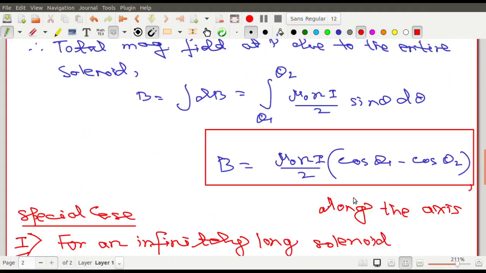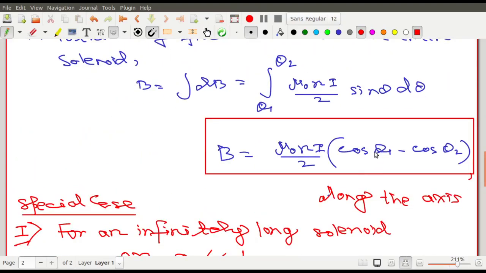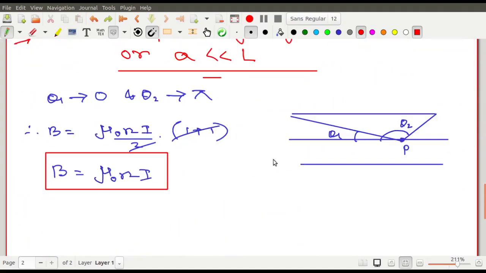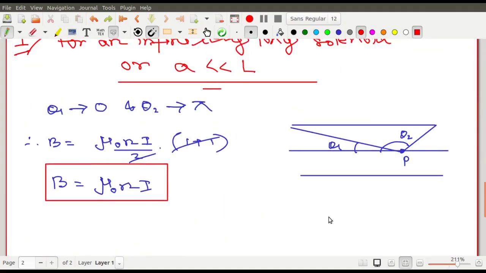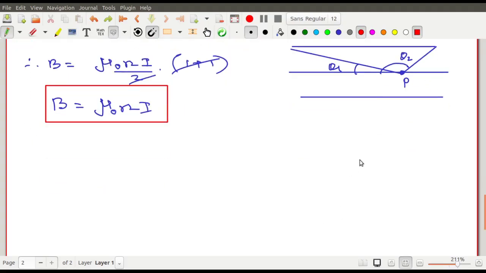This is for an infinitely long solenoid, because you know that cosine of 0 is 1 and cosine of pi is -1. So this one becomes 1 plus 1. This value is -1. So 1 plus 1 is 2, that gets cancelled with this and you get this one. The same expression also holds when A is much less than L. What does it mean? That the radius of the solenoid is very small in comparison to the length. The same thing will be valid over here also.